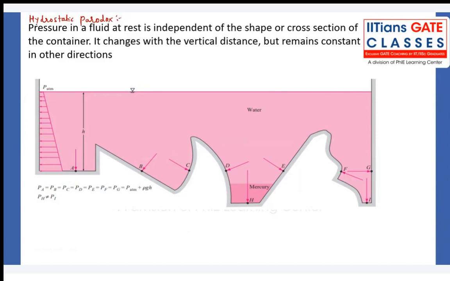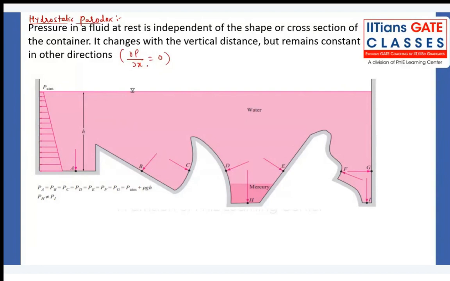Does anyone know this one? The pressure in a fluid which is at rest, not moving in a container, is independent of the shape or the cross section of the container. It only changes with the vertical distance but remains constant in other directions. You know, ∂p/∂x equals 0, right? Yes or no, guys? It only varies in the y direction. It will not vary in the x direction or in the z direction.